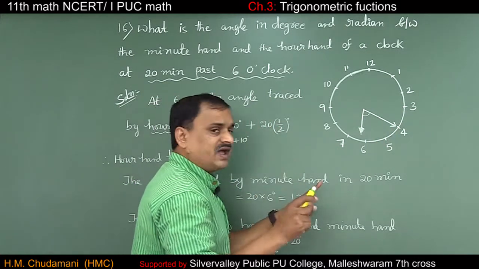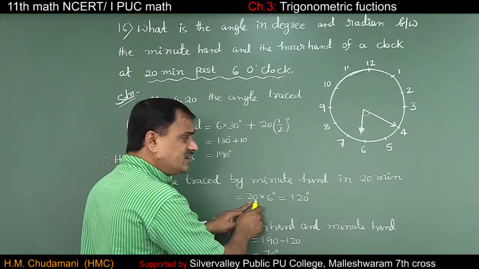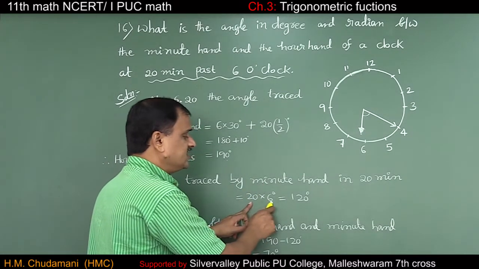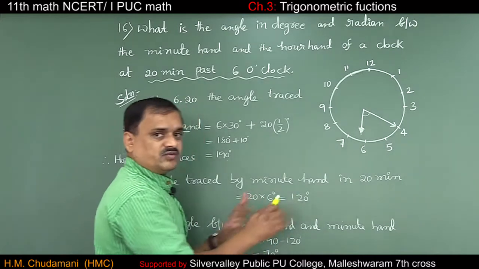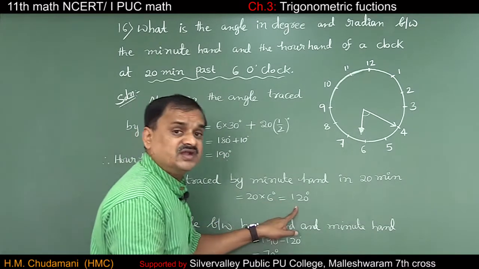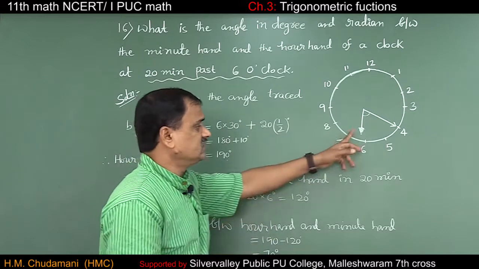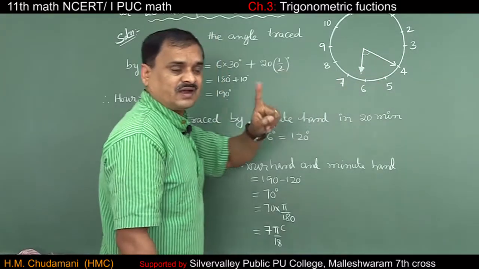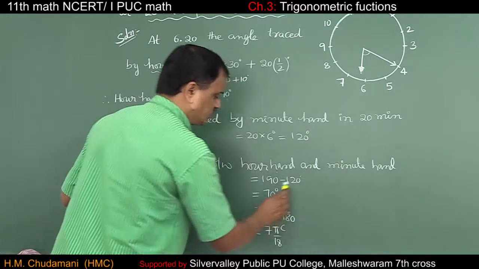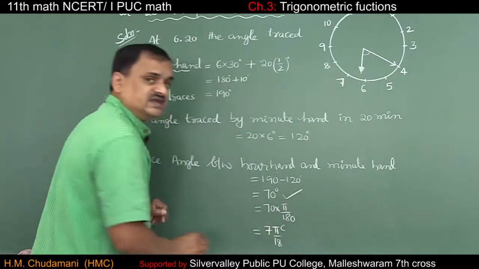The minute hand covers 6 degrees in 1 minute. So in 20 minutes, 20 into 6 degrees means 120 degrees. The hour hand covers 190 degrees and the minute hand covers 120 degrees. The difference between those two gives the angle between the hour hand and the minute hand. Therefore the angle should be 190 minus 120, which is 70 degrees.